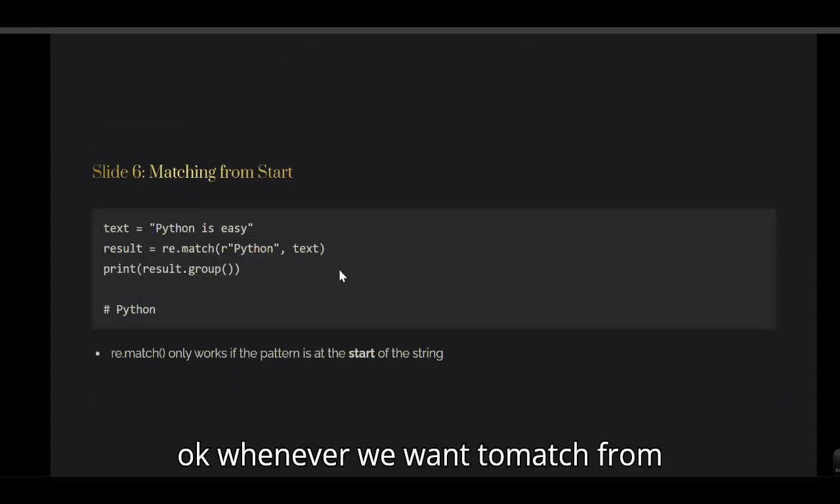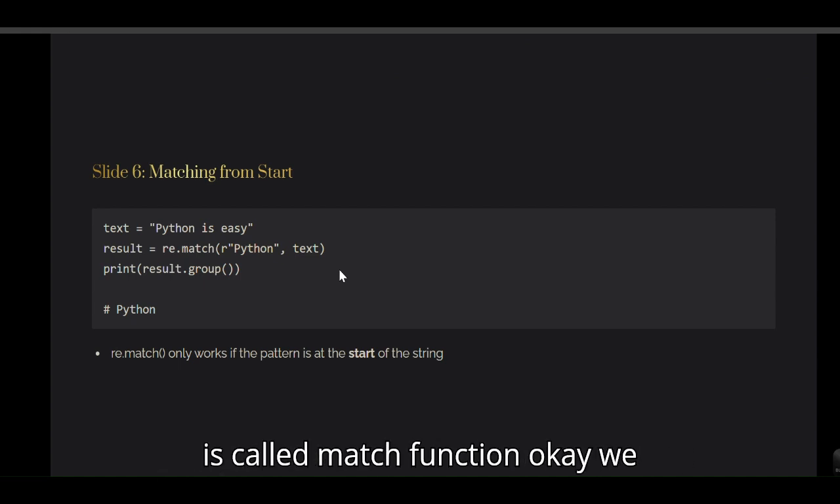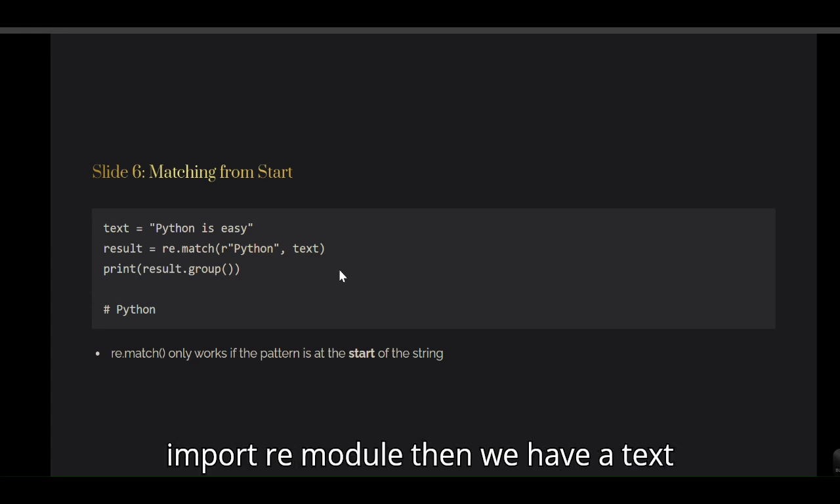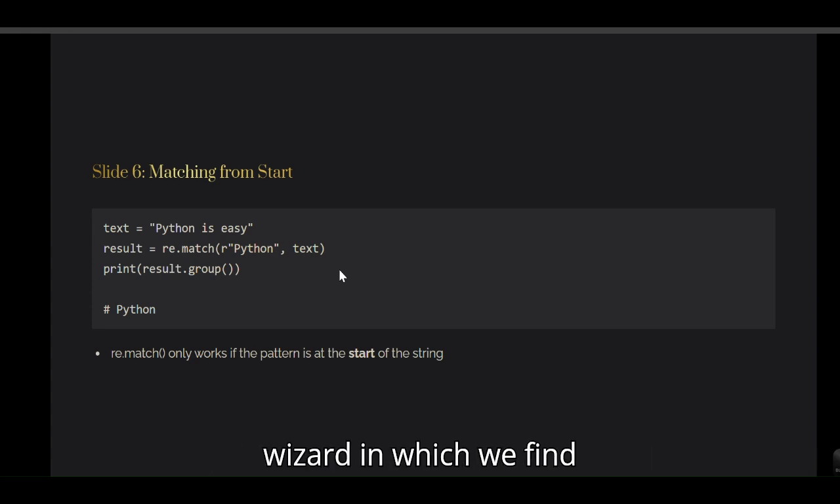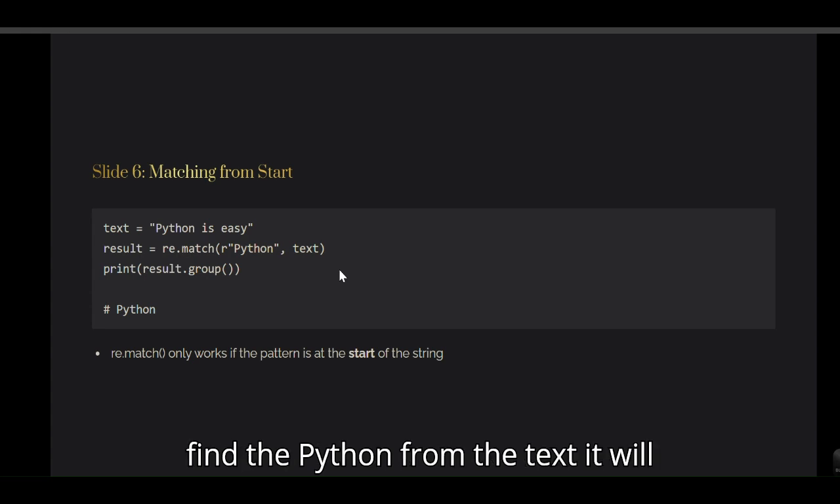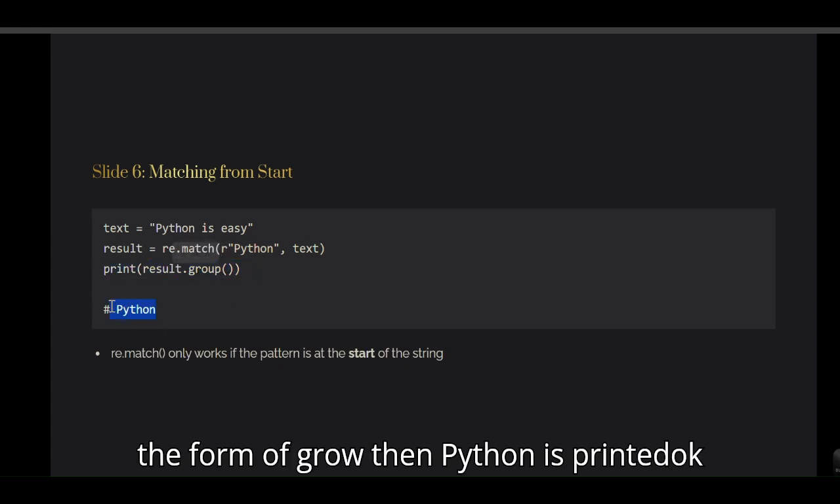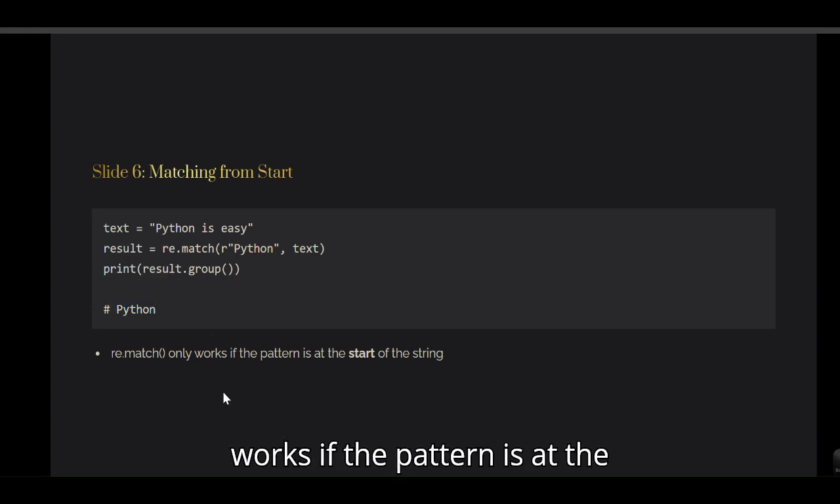Whenever we want matching from the start of a paragraph, we use the function called match. We also have to import the re module. Then we have a text, "Python is easy." We create a variable result in which we store re.match, finding Python in that text. It will be stored in result, and then I print it using group. Then Python is printed. Now we will do a practical after this. So basically here we use the match function, which only works if the pattern is at the start of the string.